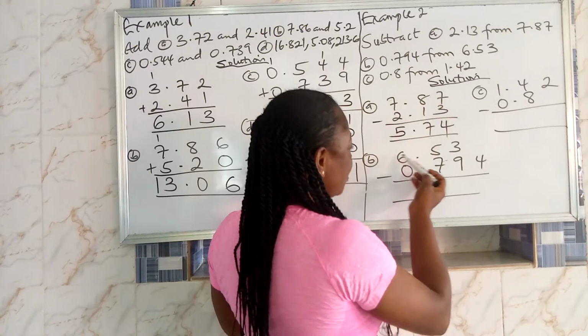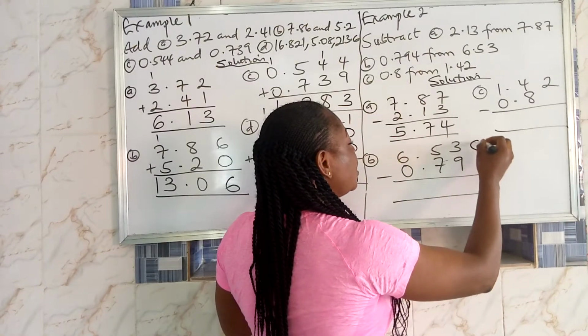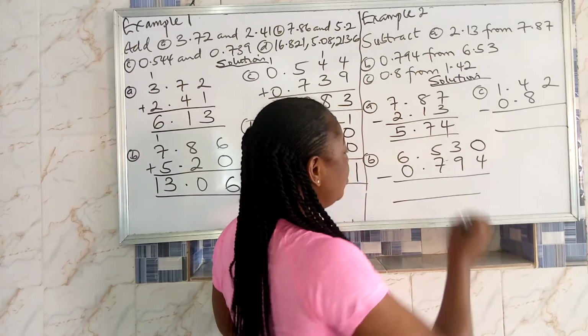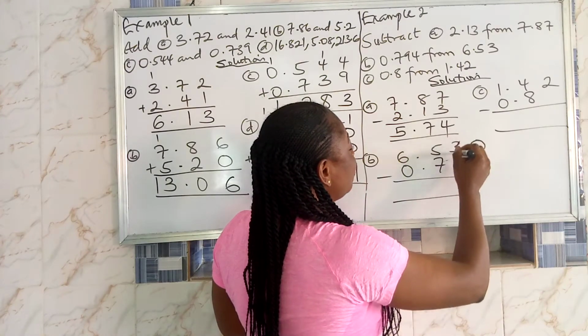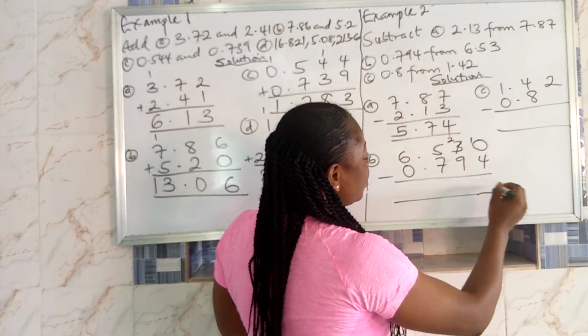Now if you look at the first one here, it's 2 decimal places, but this one is 3. So I need to make it 3 also by adding 0. So I will now borrow 1 from here. This one will become 2. Bring 1 and that's 10. 10 minus 4 will give me 6.